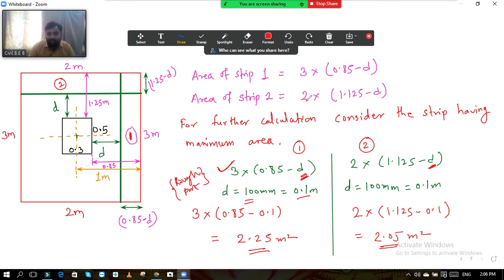In the exam, it will be done up to here, and from here you directly write that strip 1 is having maximum area or strip 2 is having maximum area. So in our case strip 1 is having maximum area.